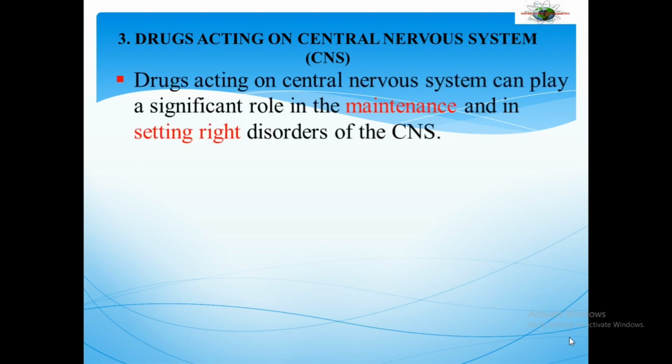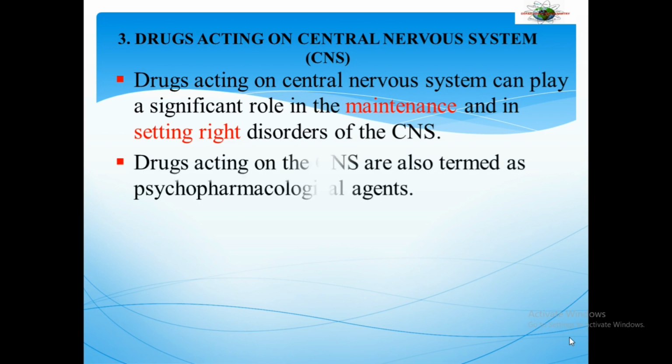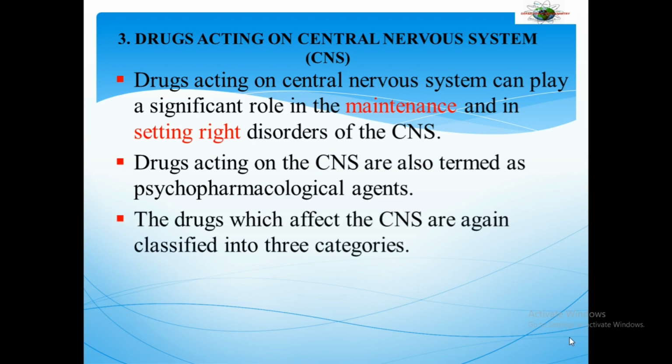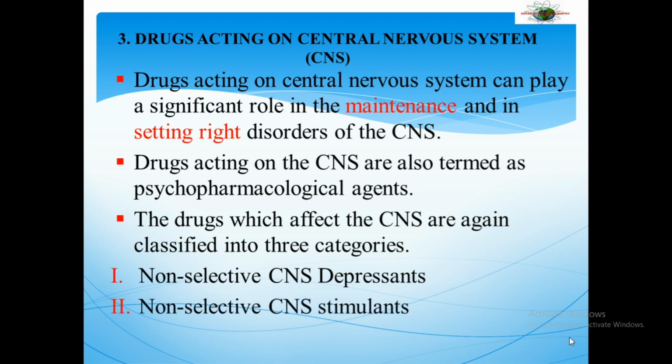Drugs acting on central nervous system can play a significant role in the maintenance and in setting right disorders of the CNS. Drugs acting on the CNS are also termed psychopharmacological agents. The drugs which affect the CNS are again classified into three categories: non-selective CNS depressants, non-selective CNS stimulants, selective modifiers of CNS.